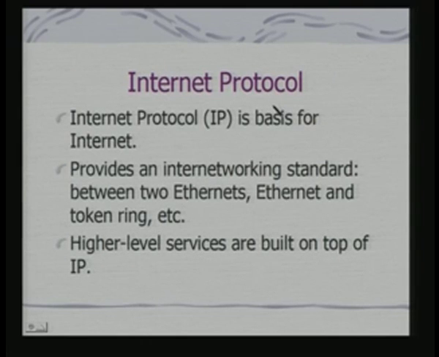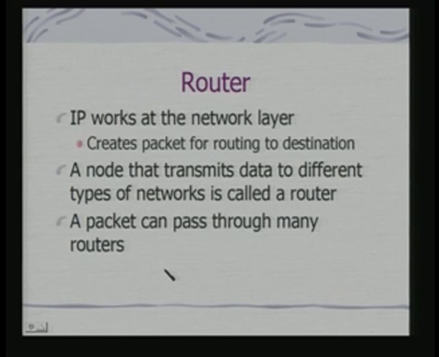Next, we shall look at Internet protocol, which is actually the basis for today's Internet. Why is it called Internet protocol? It provides an inter-networking standard, that is connectivity between two Ethernets and a token ring network. We had already referred to a token ring network, where a token is passed around the processing elements, and when the token is available with the processing element, it can transmit data. And higher level services are built on top of this Internet protocol.